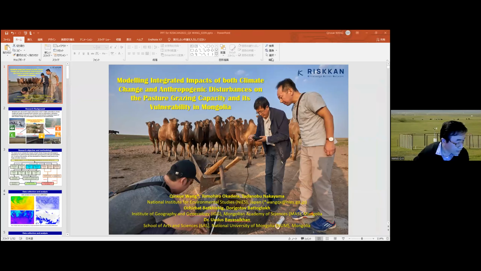Yes, my research is modeling the integrated impacts of both climate change and anthropogenic disturbance on the pasture green capacity and its vulnerability.